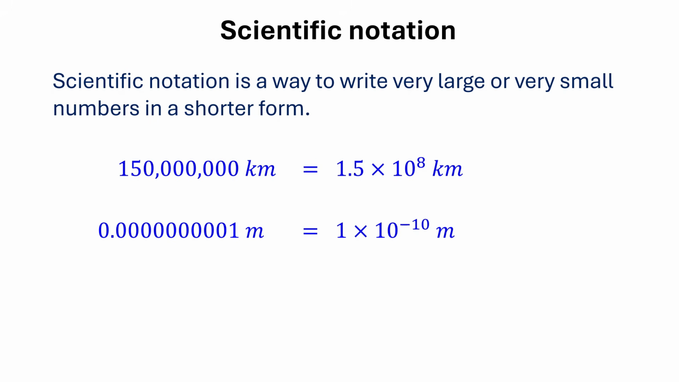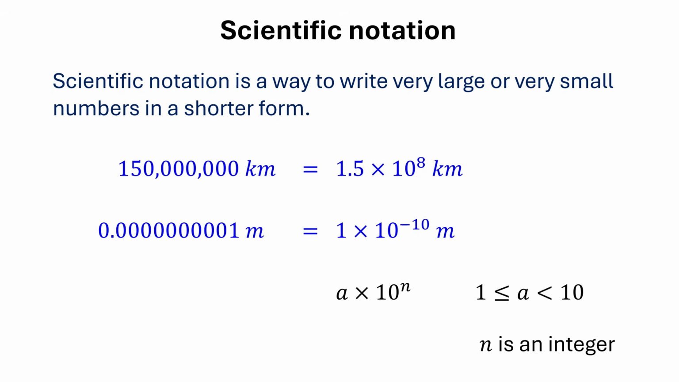Now notice, scientific notation has 2 parts, a number and a power of 10. So the general format looks like this, a number multiplied by a power of 10. The number part must be between 1 and 10, including 1, but not 10. For the power of 10 part, the base is always 10. The exponent can be any integer. It is the number of places the decimal point moves.